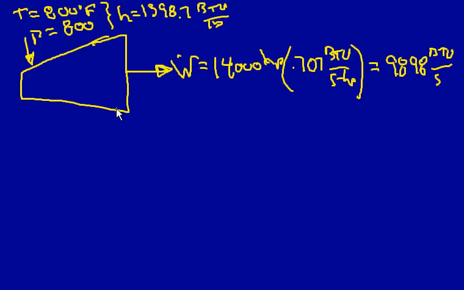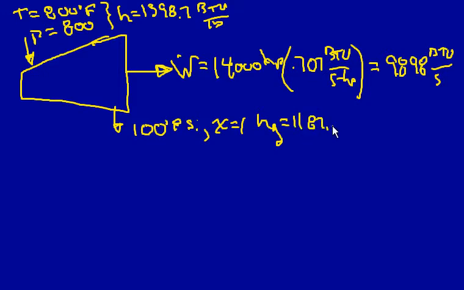Coming out of the turbine at low pressure and relatively lower temperature, we had 100 psi, and you were told that the quality was a saturated vapor at 100 psi. So X equals 1. You look up H equal to Hg at 100 psi, and that's 1187.5 BTUs per pound.